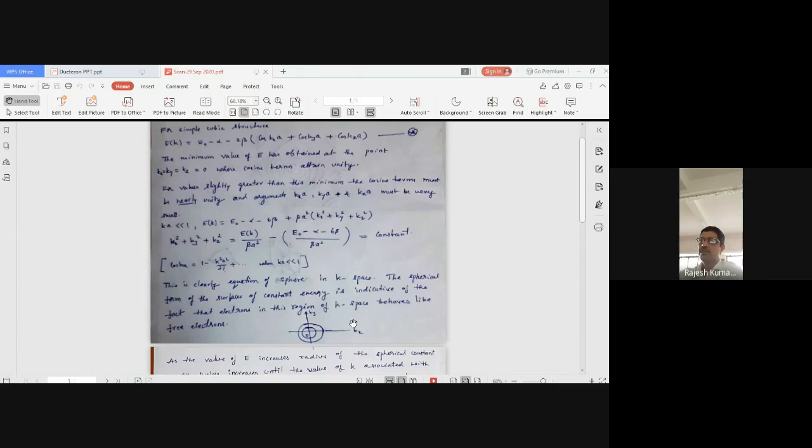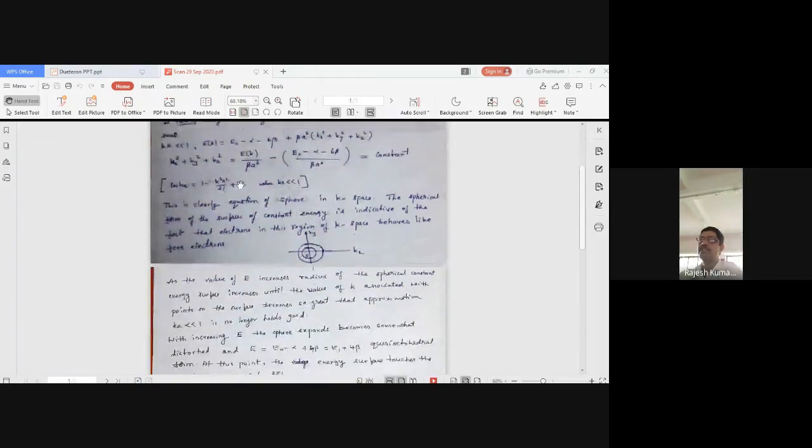Now the question is till what condition the radius of the sphere goes on increasing. As the value of E increases, the radius of the spherical constant energy surface also increases, because for a given value of E it is a constant. If E increases, the radius of the sphere also increases. But it will continue.